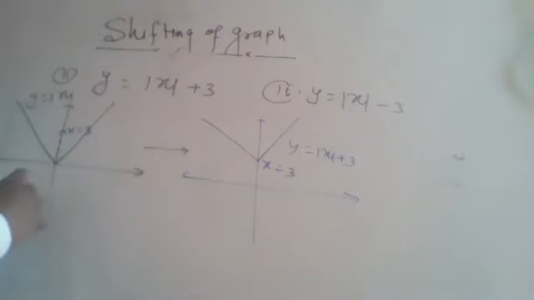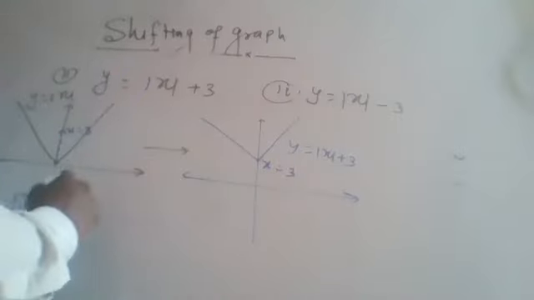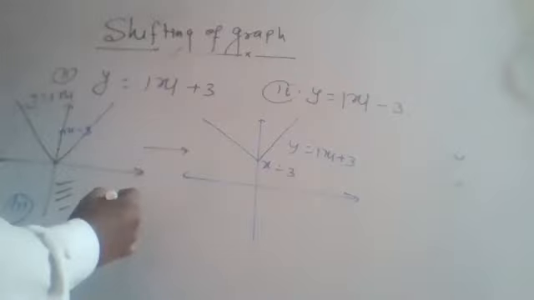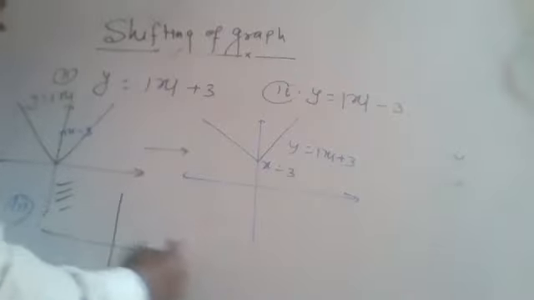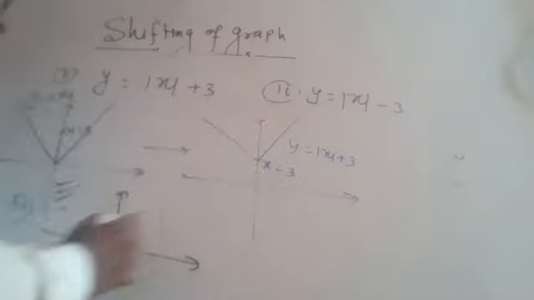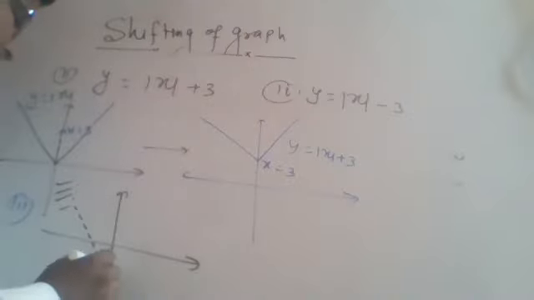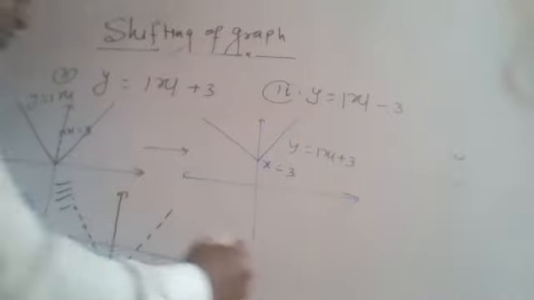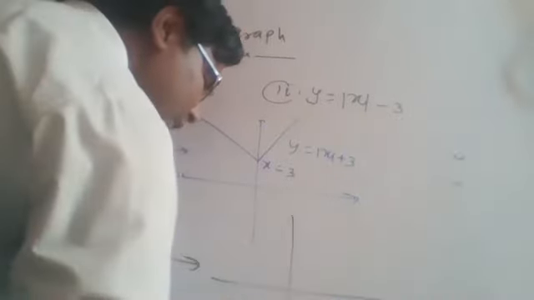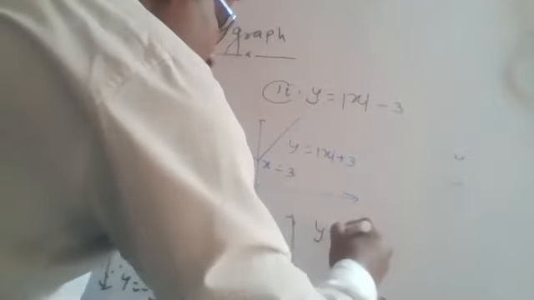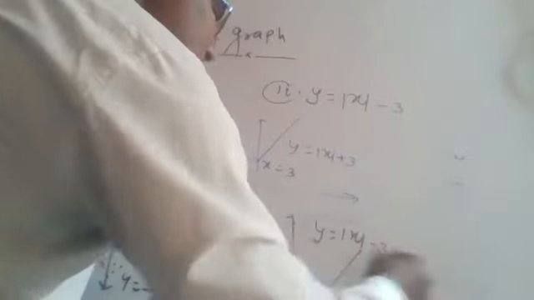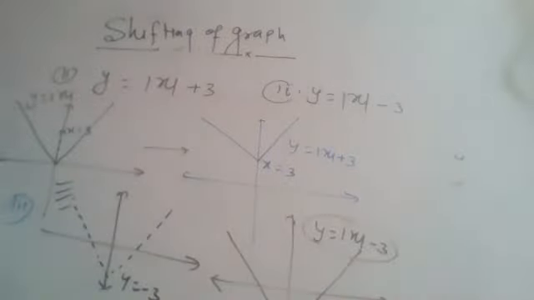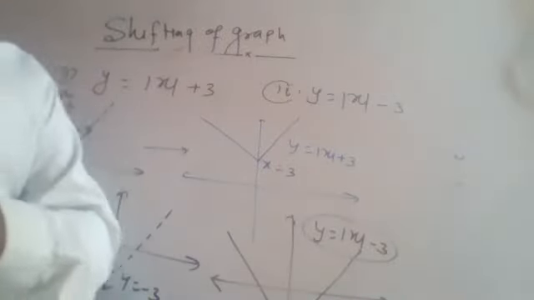So the third one, first of all, we have to draw the graph y equals mod x. It means this one. And after that, we have to shift the graph along negative y-axis at y equals minus 3. After that shifting, we get the graph like this one. Now this is the graph of y equals mod x minus 3.